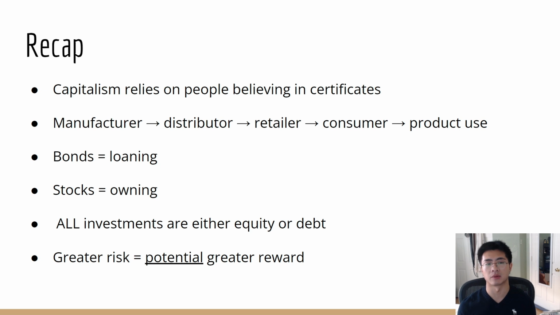Now recapping everything that we learned, first is that capitalism relies on people believing in the certificates and their values. Second is the manufacturing process, right? It starts at the manufacturer all the way down to the consumer and how they use that product. Remember that bonds are essentially loaning, stocks are owning, and refer to the old slides to know the differences between the two.